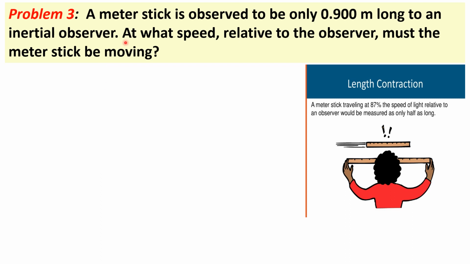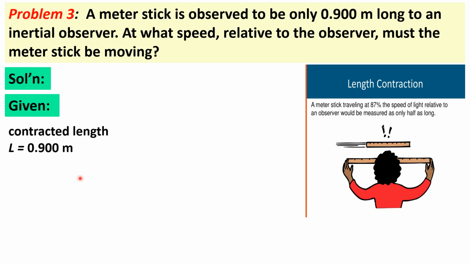Problem number 3. A meteor stick is observed to be only 0.900 meter long to an inertial observer. Question is, at what speed relative to the observer must the meteor stick be moving? So this question looks easy because we are given the contracted length of a meteor stick, that is L equals 0.900 meter.